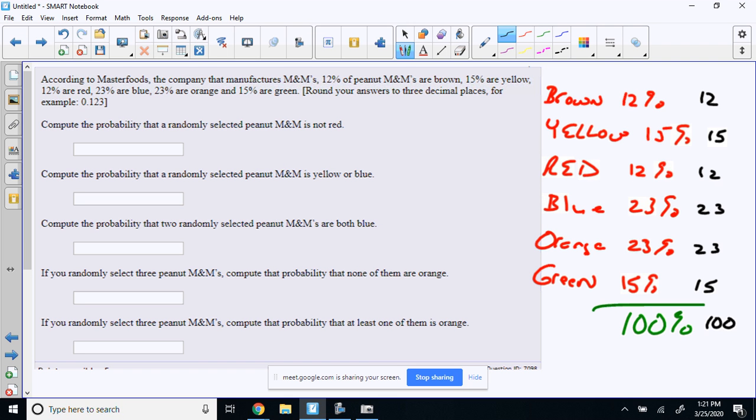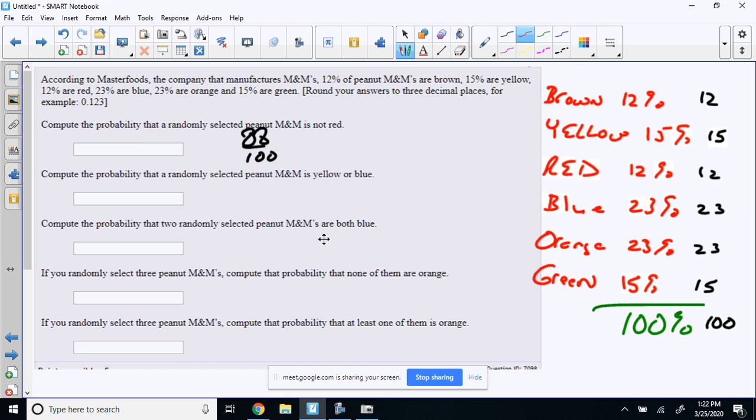Voila. Now, compute the probability that a randomly selected peanut M&M is not red. Well, how many of them do we have that are red? That'd be 88. 88 over 100, right? Now I think that reduces to some crazy number. Okay, 22 over 25. Yeah, you could convert it to a decimal to 3 places, right?